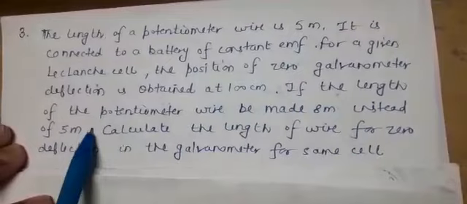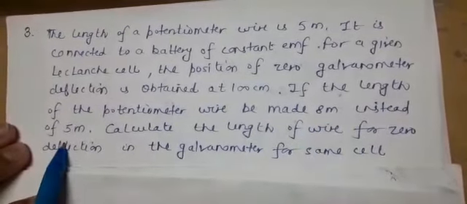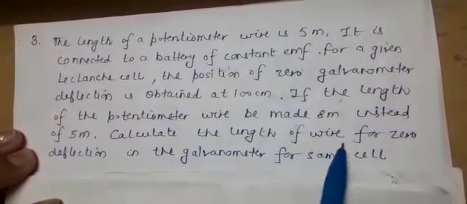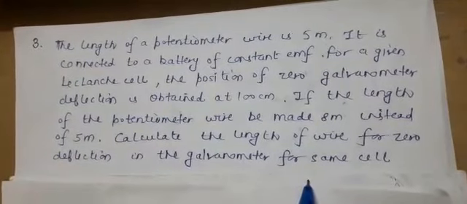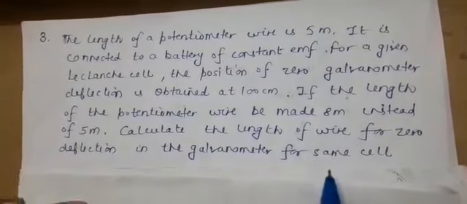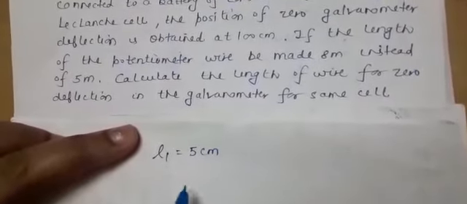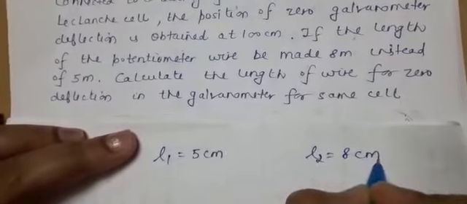But if the length of the potentiometer wire is made to be 8 meter instead of 5 meter, it means total length will be increased. To calculate the length of the wire for zero deflection in galvanometer for the same cell. See, in this numerical, basically initial length of the potentiometer wire is 5 meter and the final length that has been changed is 8 meter.